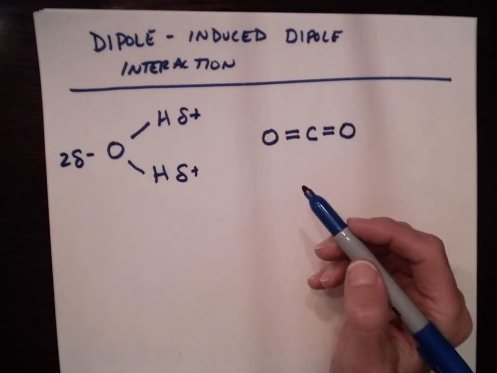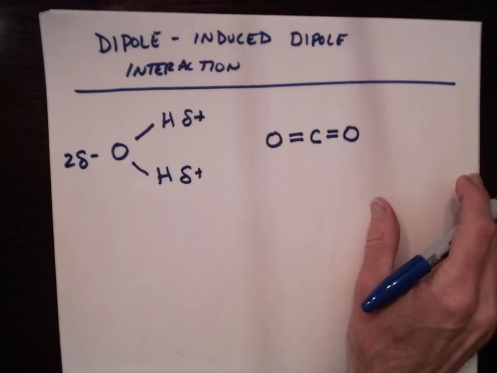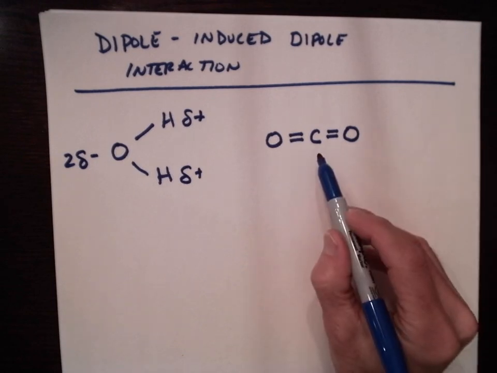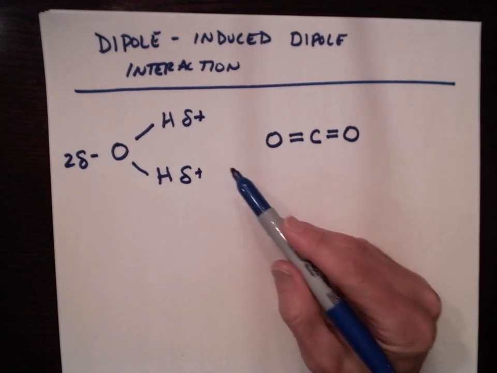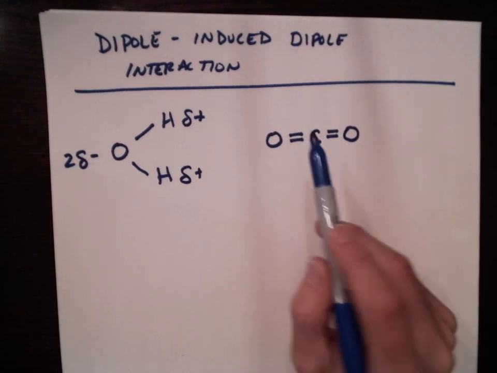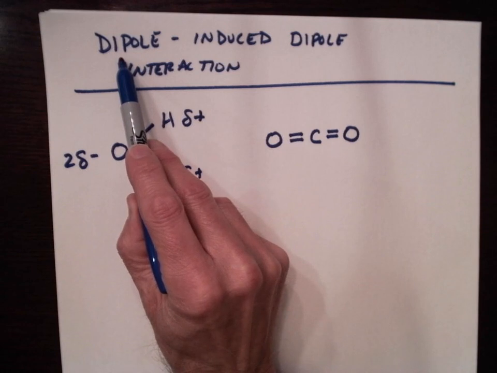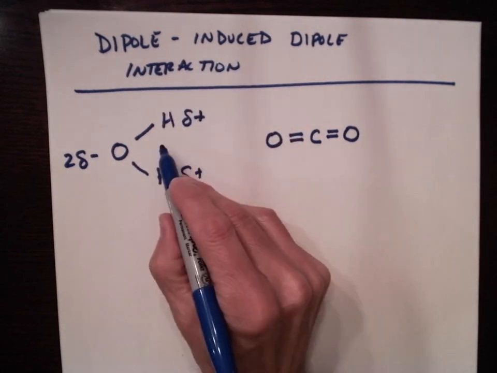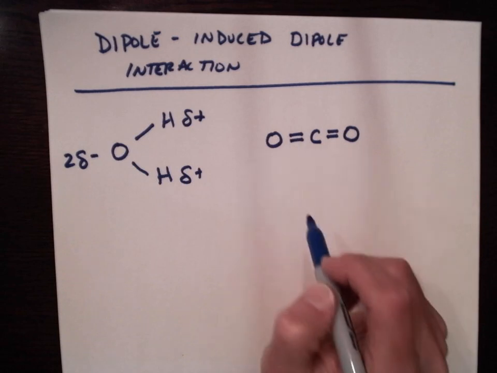And we know that, with a simple explanation of like dissolves like, we might expect that the carbon dioxide would not dissolve in the water. And yet it does. The reason why it does, or I should say part of the reason why it does, is because of this dipole-induced dipole interaction that occurs between water and carbon dioxide.